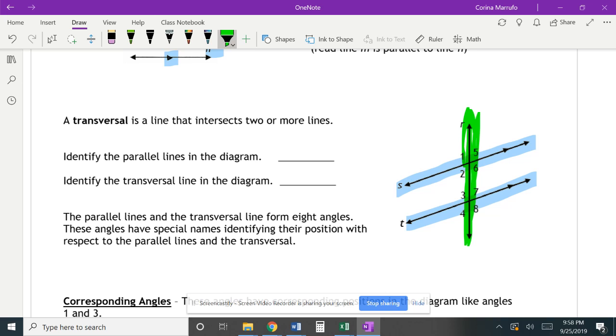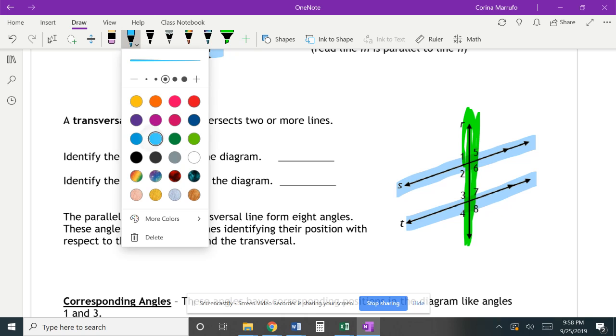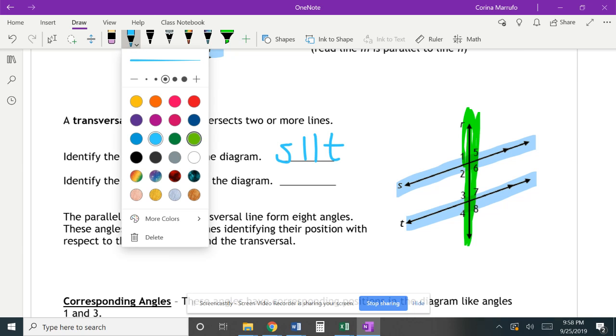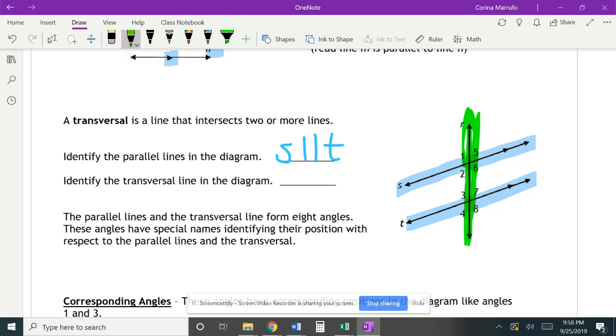Okay, so it says identify the parallel lines in the diagram. So our parallel lines are S is parallel to T. And then it says identify the transversal in the diagram. So our transversal in this diagram is going to be this line here that I highlighted in green, and it is line R. So I should write out the whole word, line R.